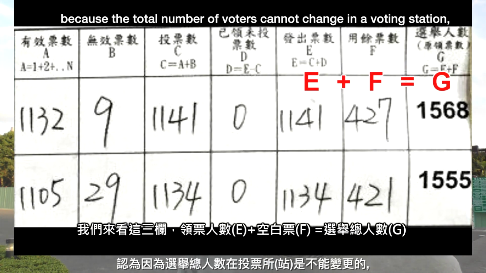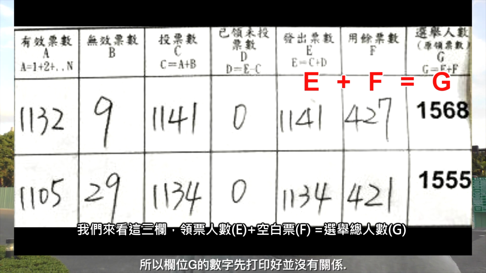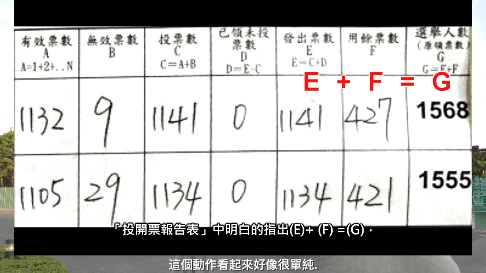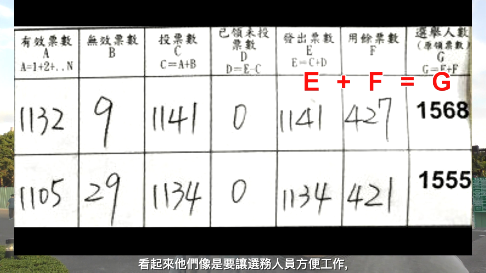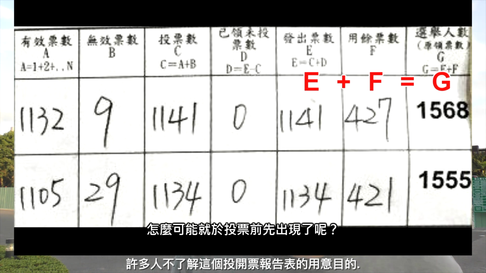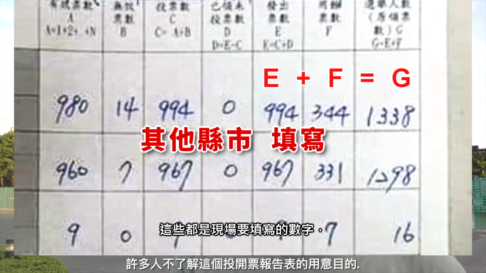I think that a lot of people misunderstood that because the 总票数 cannot change in a voting station, it's okay to print the G column. But there's actually a lot more going on with this column being printed. In a sense, it looks like they're just making it easy on the election staff, but it's actually completely inappropriate to print that column. A lot of people don't understand what the purpose of that table is.